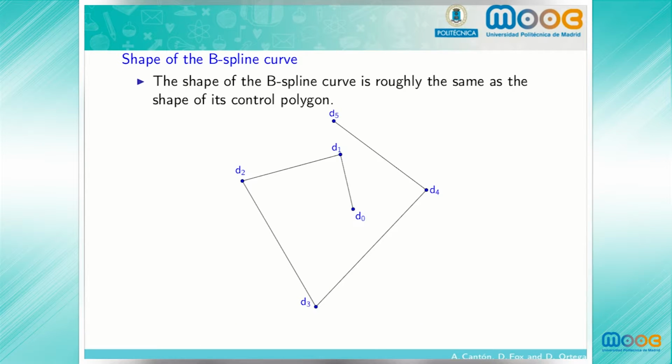The control vertices or the control polygon also give us an idea of the shape of the curve. In fact, the shape of the B-spline curve is roughly the same as the shape of its control polygon. Here we have a control polygon of a cubic B-spline. Here we have the cubic B-spline.